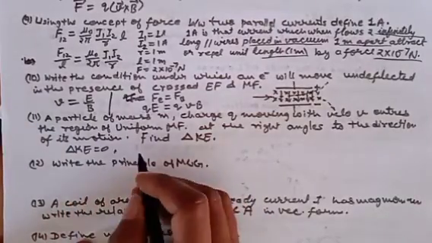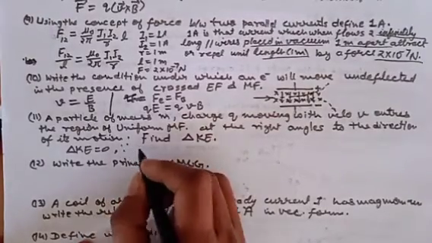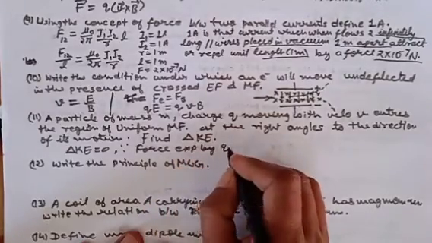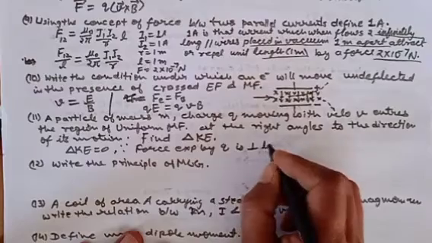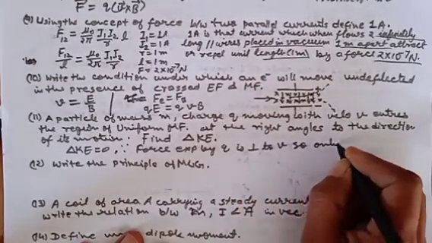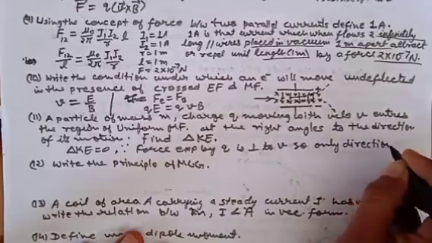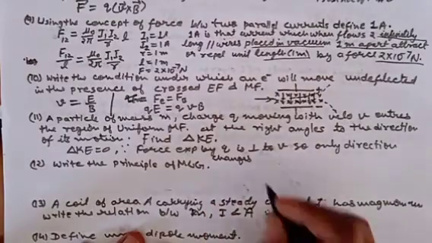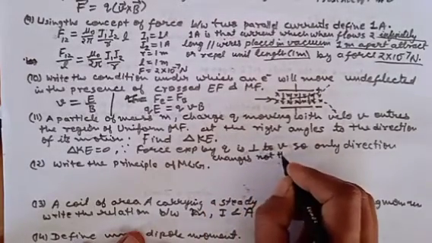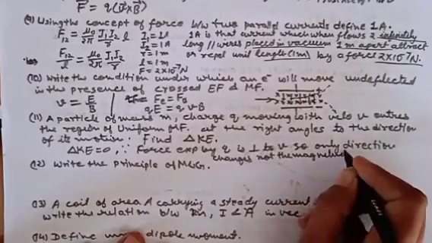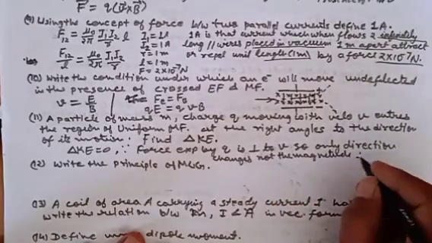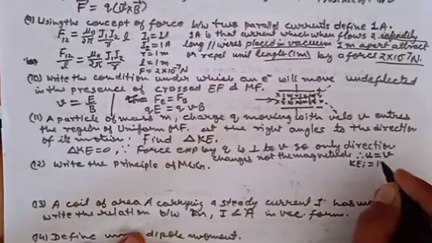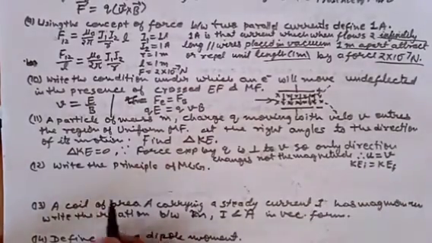The reason is that the force experienced by Q is perpendicular to velocity. So only the direction changes, not the magnitude. So initial speed is equal to final speed. So initial kinetic energy is equal to final kinetic energy. And that is why the change in kinetic energy is zero.